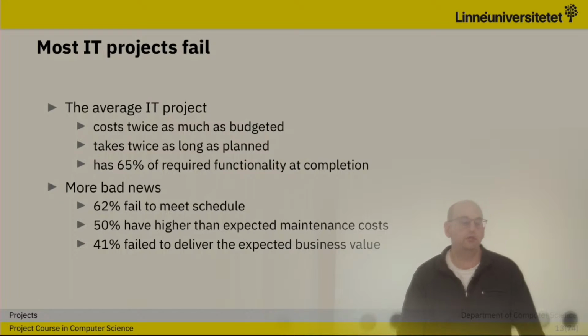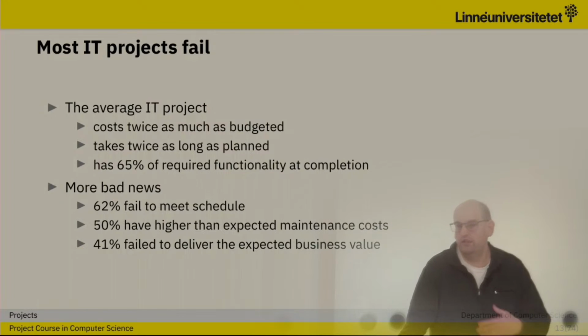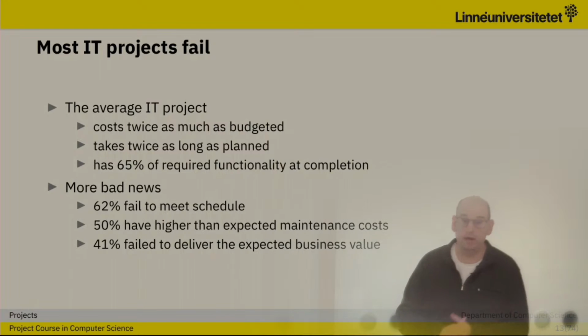yeah, I know just recently, having kids in school, they have different systems for communicating to parents, and I can tell you some of them are really bad. I don't think they manage 65% of the required functionality in these systems. So this is still happening. This is still a problem. 62% fail to meet schedule, 50% have higher than expected maintenance costs. This is bad. 41% fail to deliver the expected business value, which is perhaps the most problematic part.